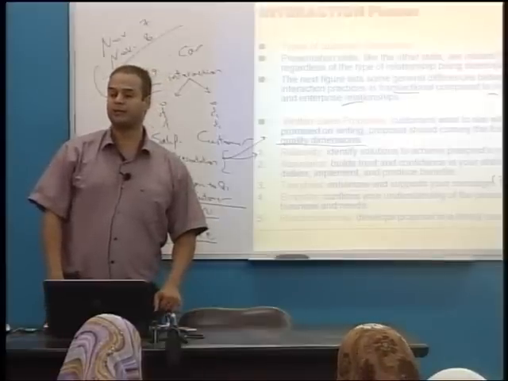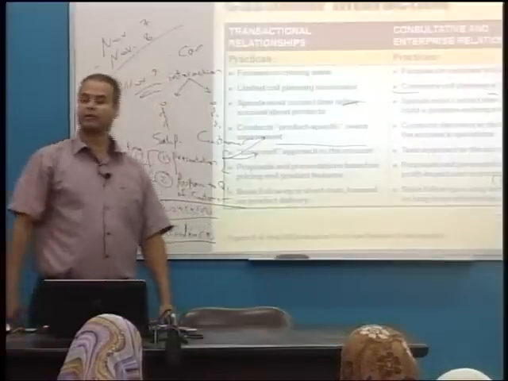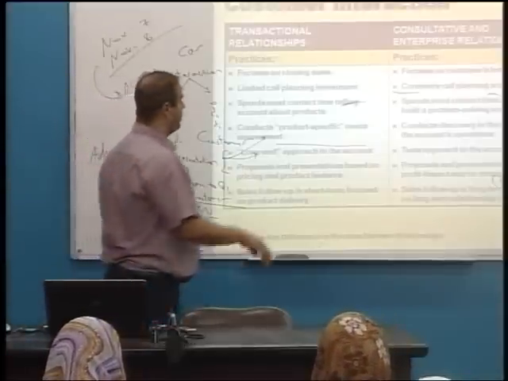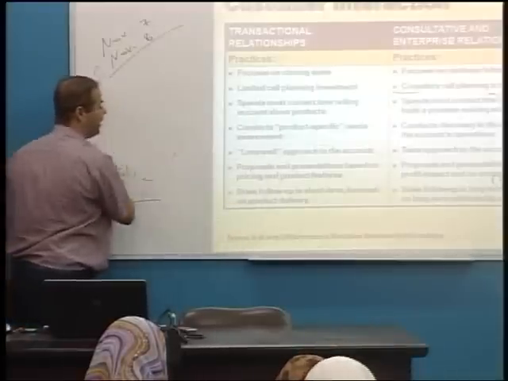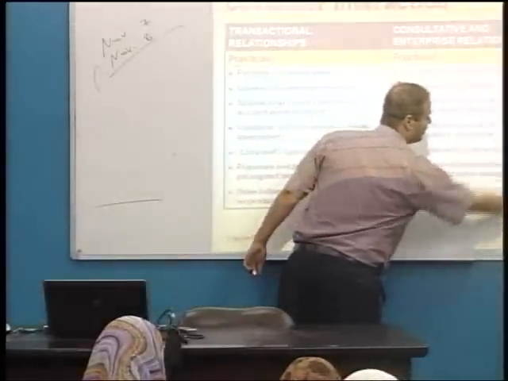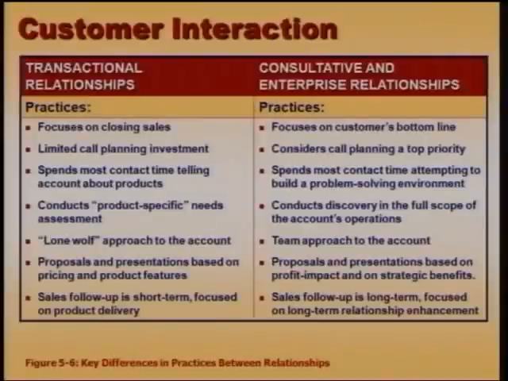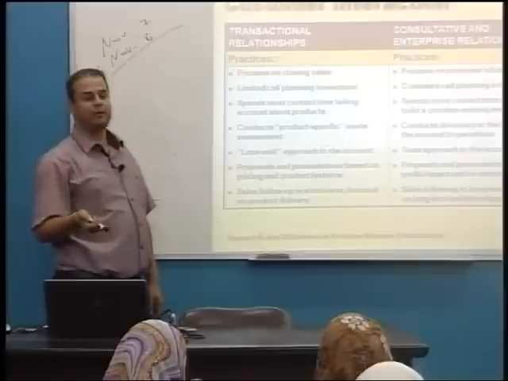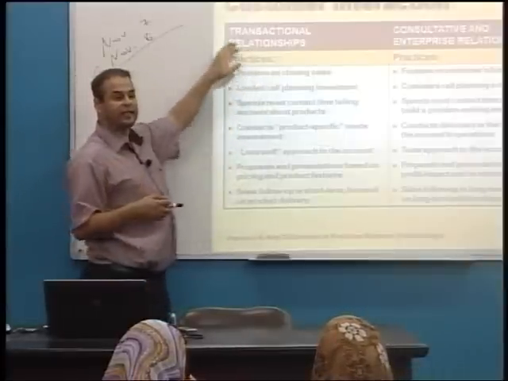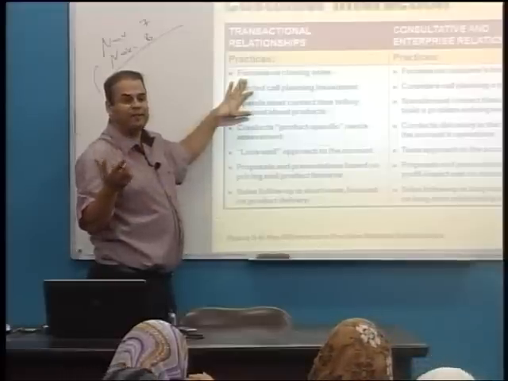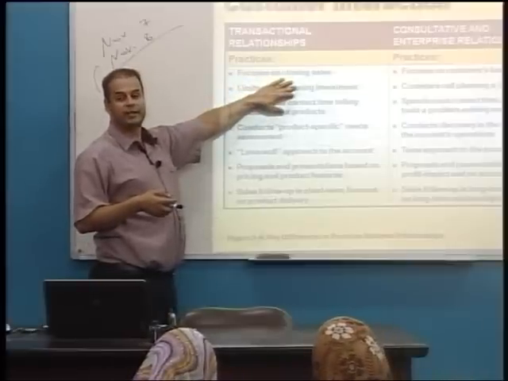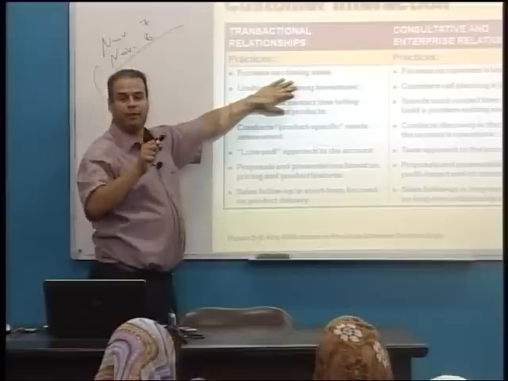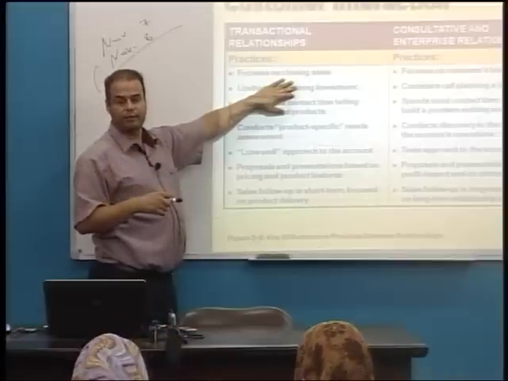Any question or comments about this? Clear? Let's conclude the class. This is the thing which I have just talked about. As we said, it's very important. Now, let's look at the practices under the transactional relationship, under the consultative and enterprise relationship. You are going to feel that these practices are completely different. The salesperson under the transactional relationship, how is he behaving and acting? He is saying, I'm going to focus on closing sales transactions, which means priority number 1 is to finalize the sales transaction. This is the priority.